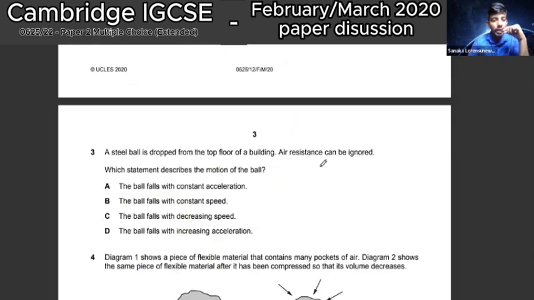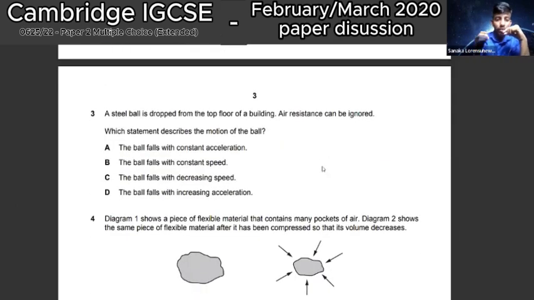Third one. A steel ball is dropped from the top floor of a building. Imagine air resistance can be ignored. We don't want air resistance. The only force is the weight of the object. The steel ball is dropped from the top floor. I draw it here.